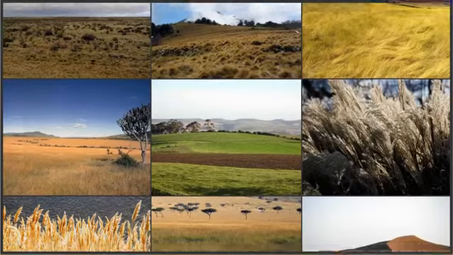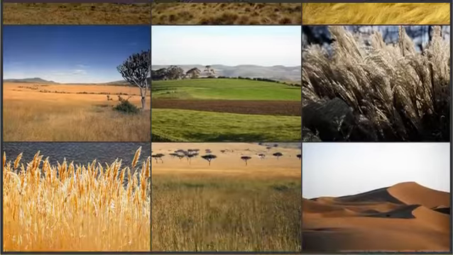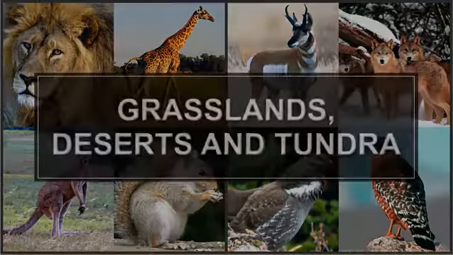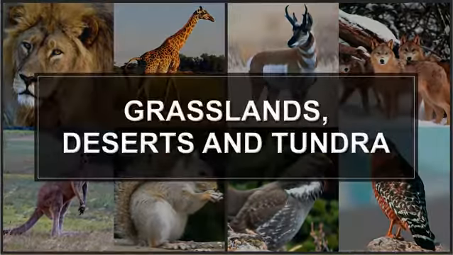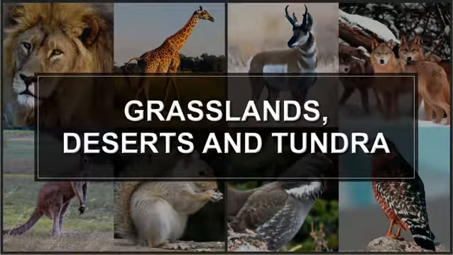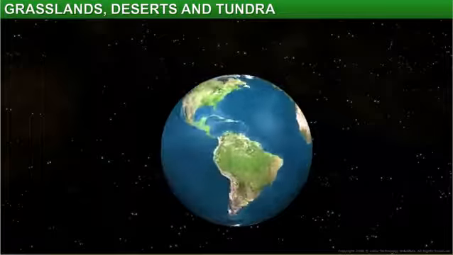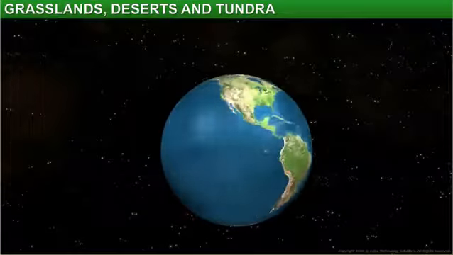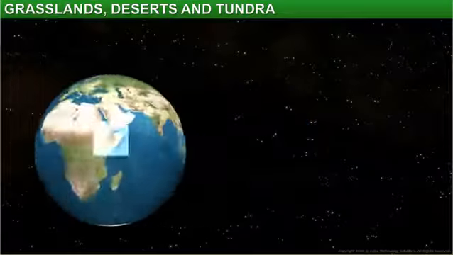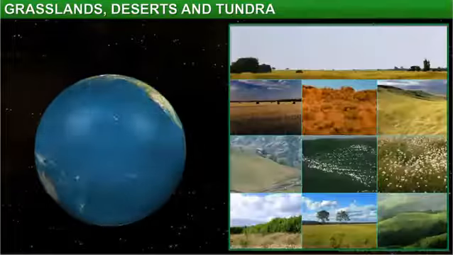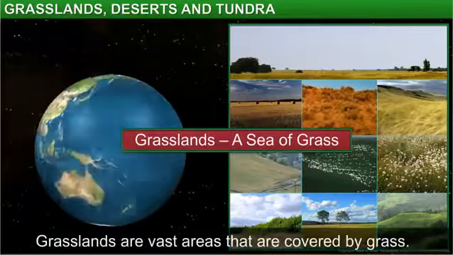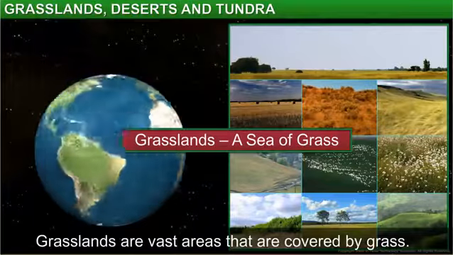In this module, you will learn about the natural vegetation and wildlife that can be found in different types of grasslands, deserts, and tundra region. If you look at the globe, almost 1/4 of its land is green. These areas represent the grasslands. Grasslands are vast open areas that are covered by grass.